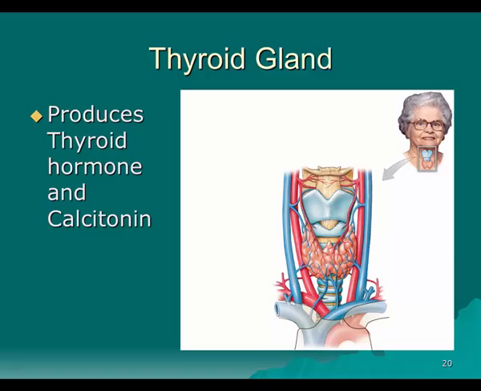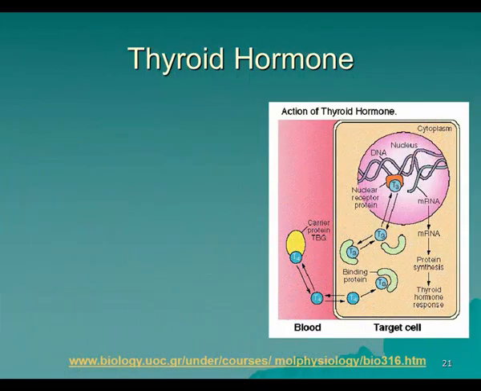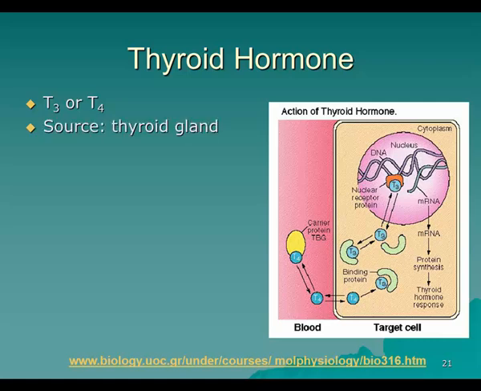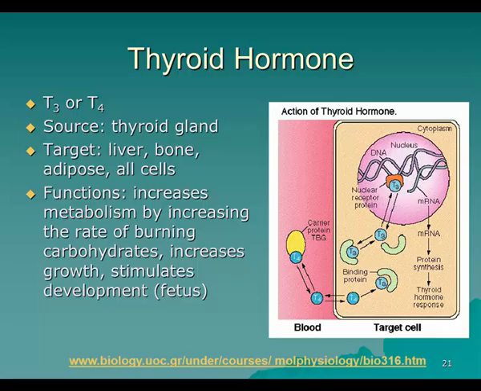The thyroid gland, located in the neck, shaped a little bit like a butterfly, you can see there, produces two hormones, thyroid hormone and calcitonin. Thyroid hormone is known as T3 or T4, the 3 and the 4 referring to molecules of iodine in this hormone. T3 is the more active form. It comes out of the thyroid gland and targets liver, bone, adipose, almost all cells in the body can be affected by thyroid hormone. Thyroid hormone targets these cells and increases metabolism. The rate of burning carbohydrates in particular goes up when thyroid hormone is released.